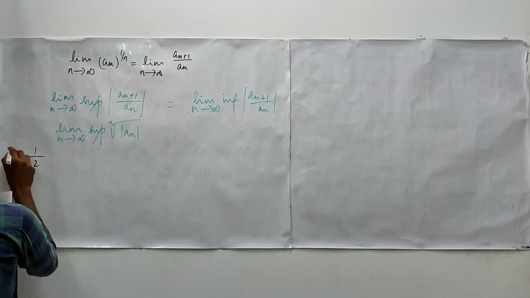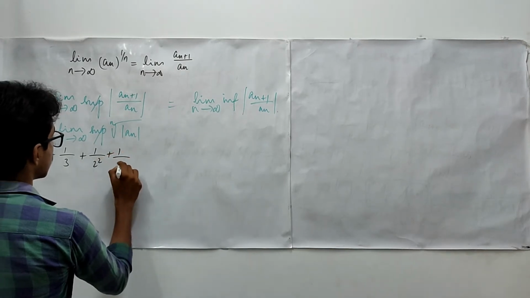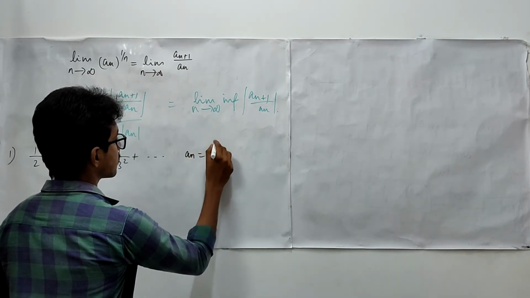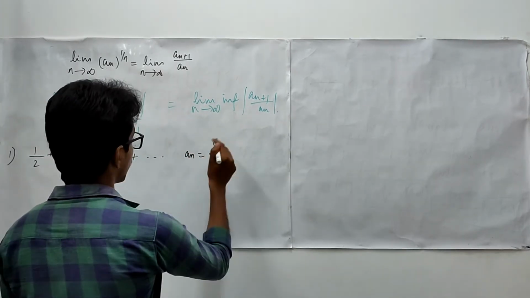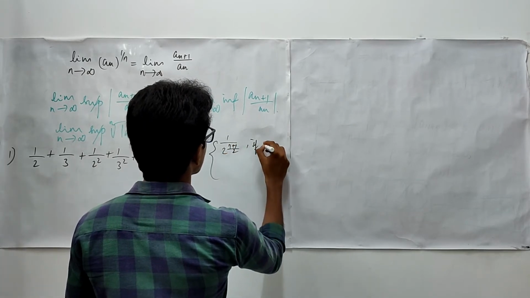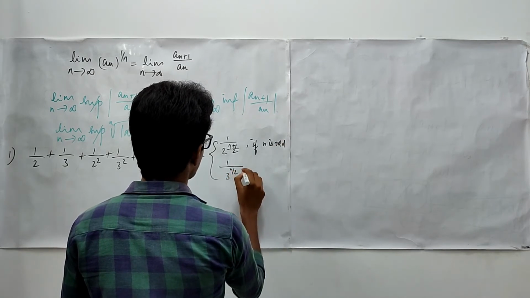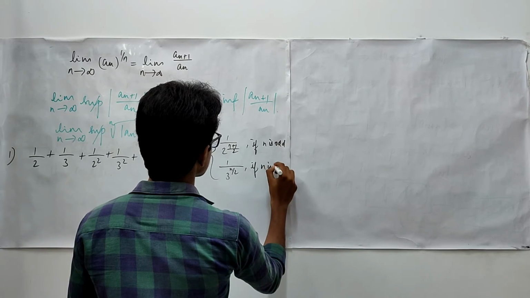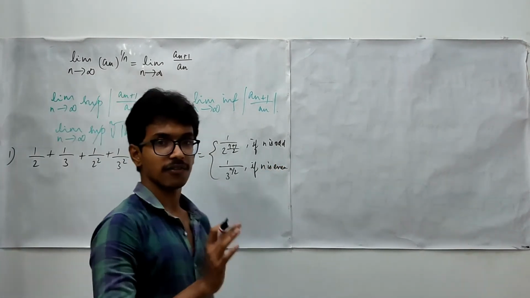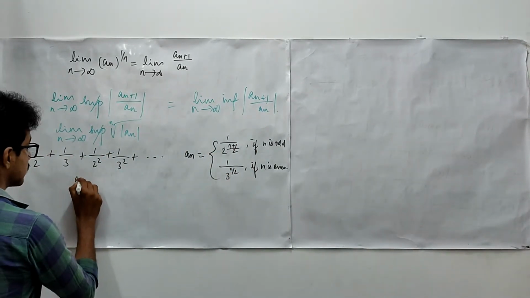The series that we are going to consider is 1 upon 2 plus 1 upon 3 plus 1 upon 2 square plus 1 upon 3 square, and it goes this way. Here we have seen that the general term an is going to be 1 upon 2 power n plus 1 by 2 if n is odd, and 1 upon 3 power n by 2 if n is even. We have these two things. There we have found the supremum and infimum of the nth root. Here let us do this thing.